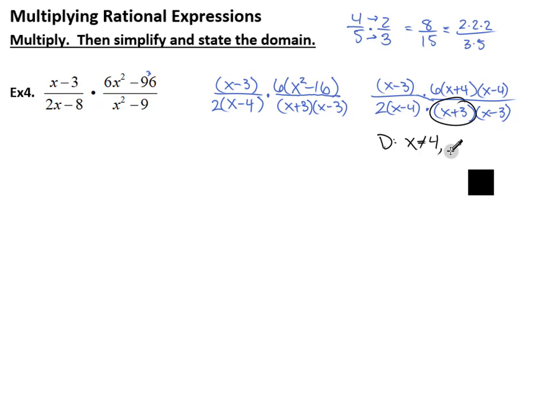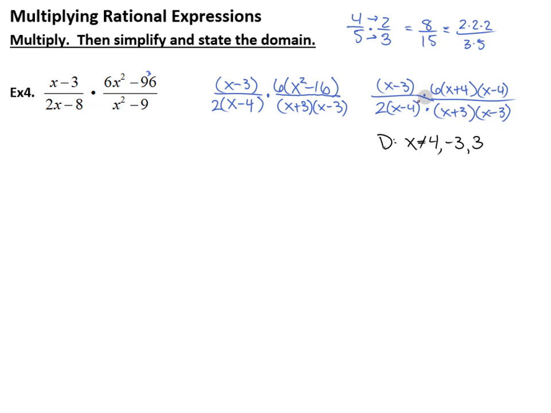We're going to need to exclude negative 3 for that factor. And we're going to need to exclude positive 3 from that factor. So x could be any number except +4, -3, and +3. There's our domain. Now let's go ahead and simplify.